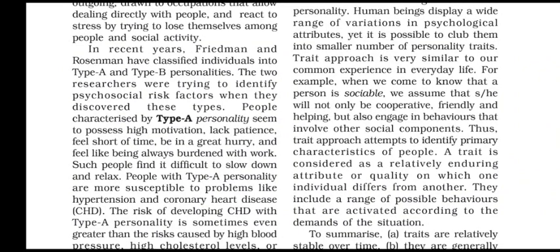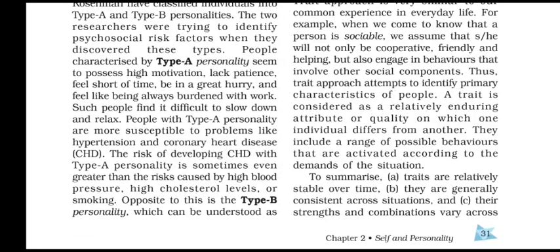In recent years, Friedman and Rosenman have classified individuals into type A and type B personalities. These two researchers were trying to identify psychological risk factors. When they discovered these types, people characterized by type A personality seem to possess high motivation, lack patience, feel short of time, be in a great hurry, and feel like being always burdened with work. Such people find it difficult to slow down and relax.